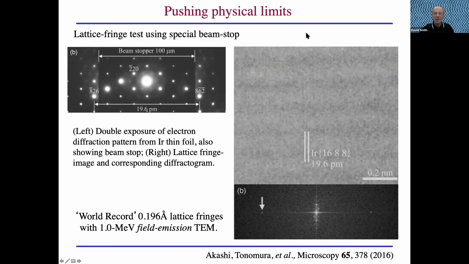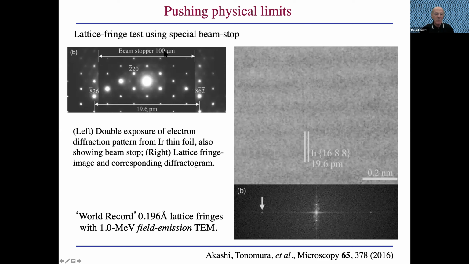Pushing the physical limits. Well, the microscope of Tonomura's was very, very stable out in the deep countryside in Japan, very well isolated from just about any possible means of disturbance. And this is an interesting example, I think, and anyone online who has a better example, please correct me. They actually did a double exposure of the diffraction pattern.